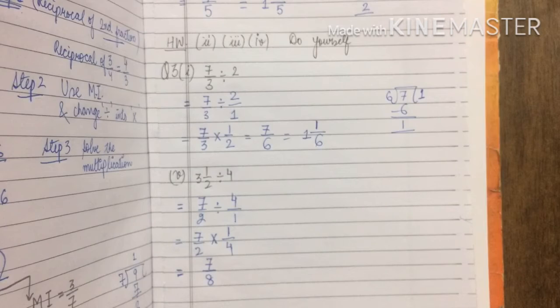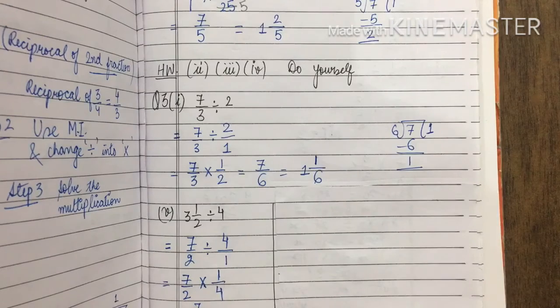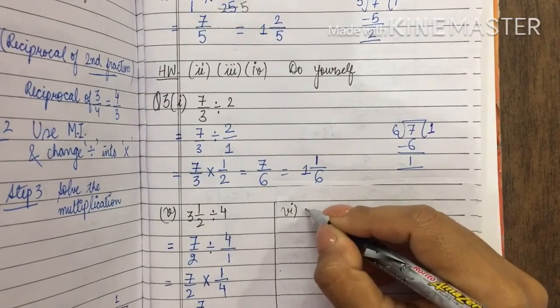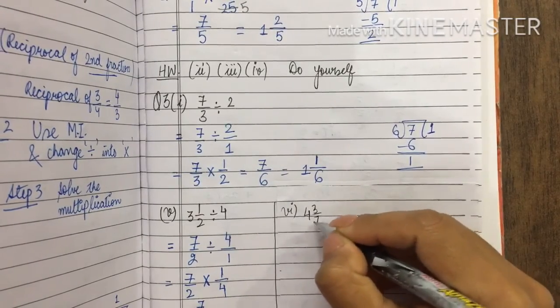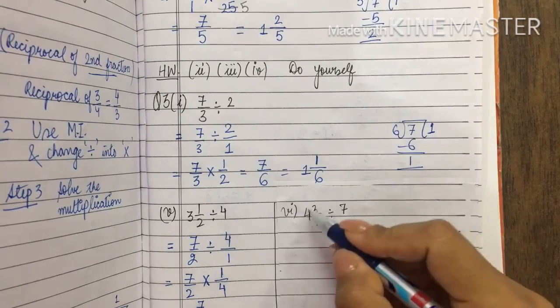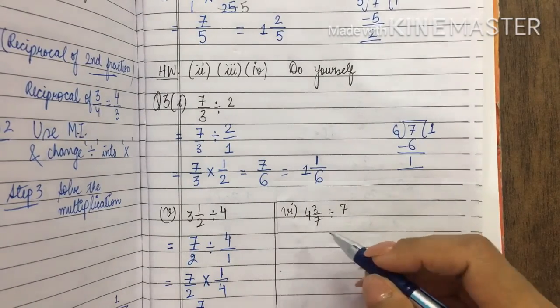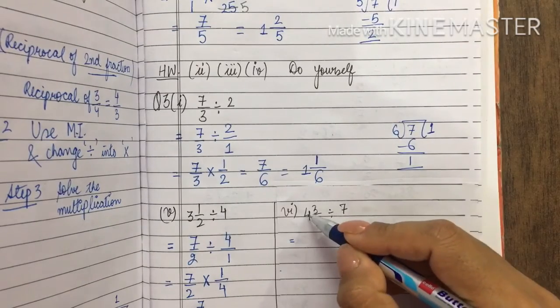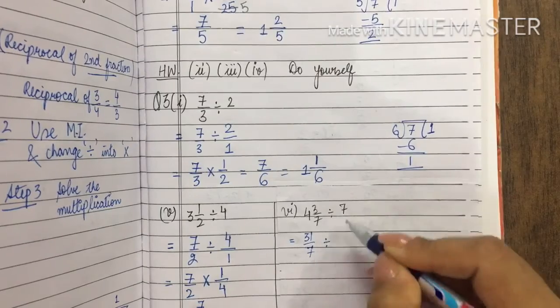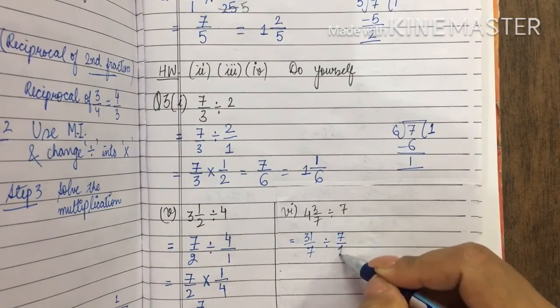Let's do one more part. Let us do the sixth part. We have 4 and 3 by 7 divided by 7. Let's change this mixed fraction into an improper fraction. 7 4s are 28 plus 3, 31 by 7 divided by 7, which can be written as 7 over 1.